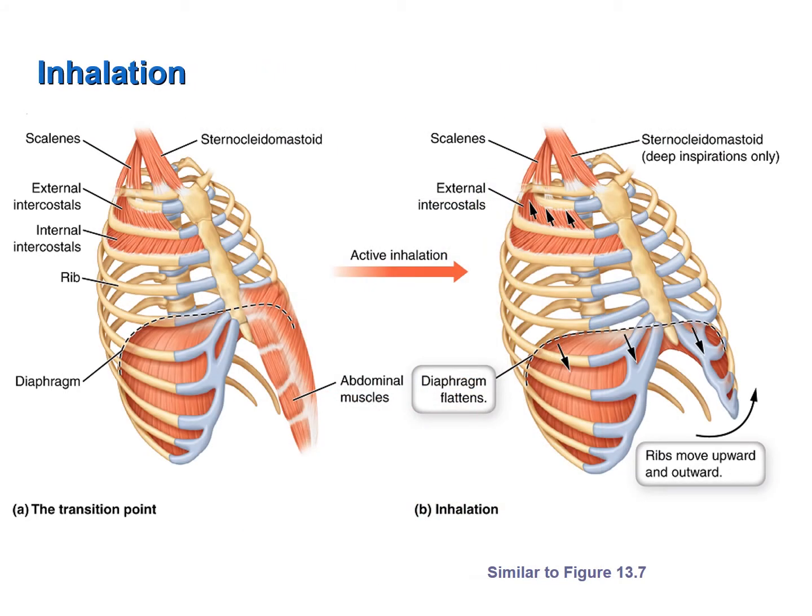Now that we understand the relationship between volume and pressure, and that air moves from high pressure to low pressure, we are now ready to look at the mechanics of pulmonary ventilation. In the image on the left, the lung is at what's called the transition point. This is the lung after exhalation and right before inhalation. There is no contraction of any of the muscles involved in breathing.